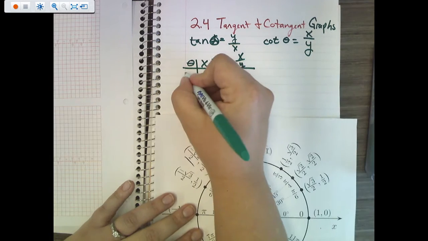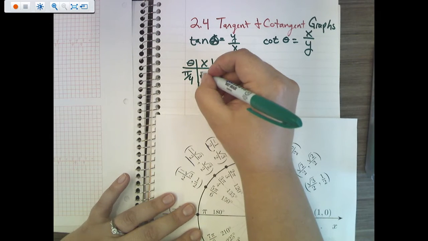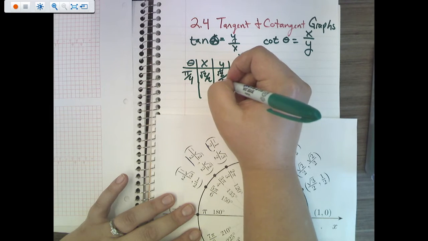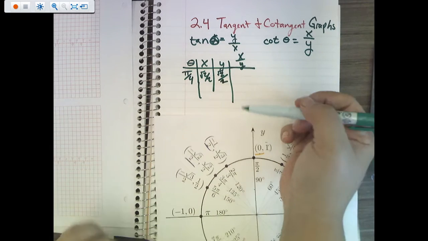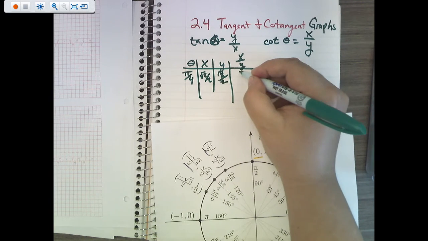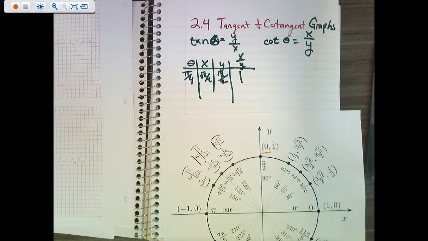Okay, so I will do the pi over 4s. If I say pi over 4 is my angle, so 45 degrees, both of them are square root of 2 over 2, square root of 2 over 2. So then if I wanted to do x over y, that's just 1. Square root of 2 over 2 divided by square root of 2 over 2 is just 1.